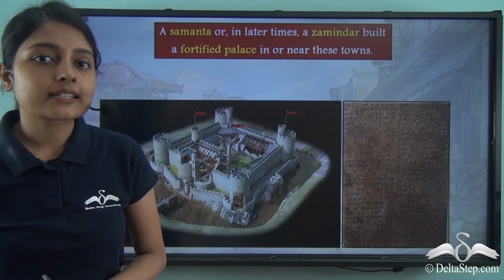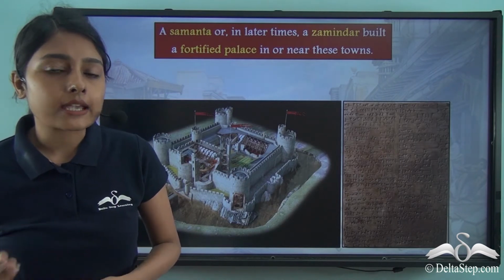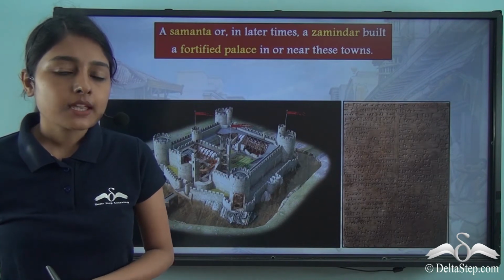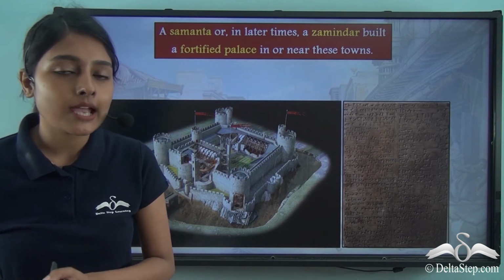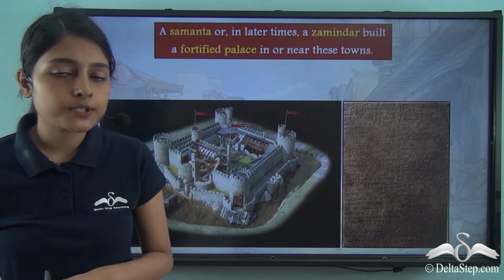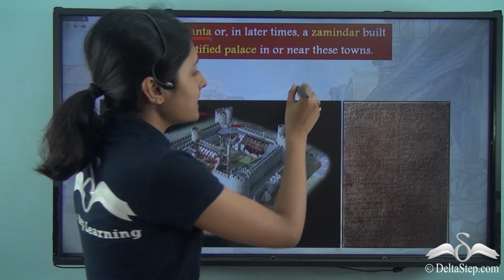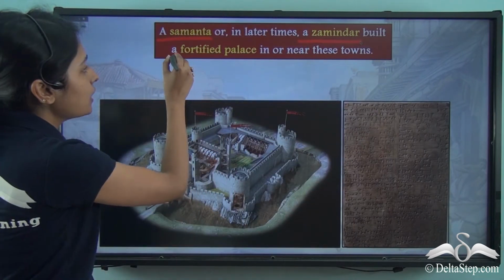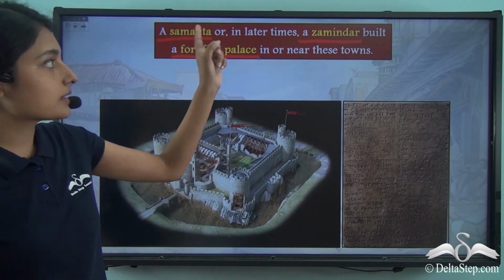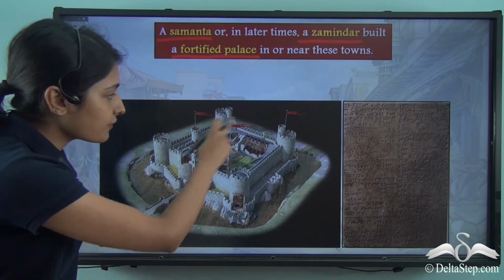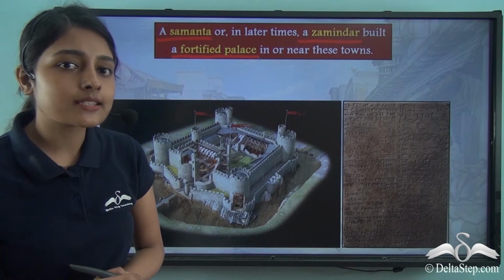Now when settlers started staying in these small towns, people were also required to look after the administration of these small towns. Because without proper administration, no territorial unit can exist for a long time. And what was done for this purpose? A samanta, or a subordinate, and in later times zamindars, built their fortified palaces inside or near these towns, as you can see here. Now what was the work of these zamindars and samantas?